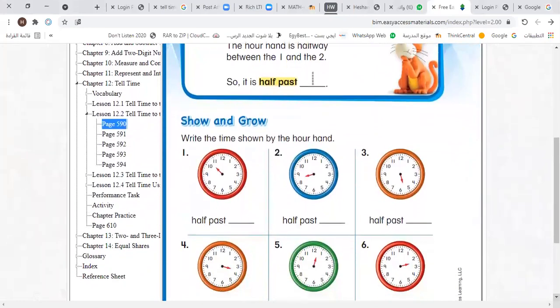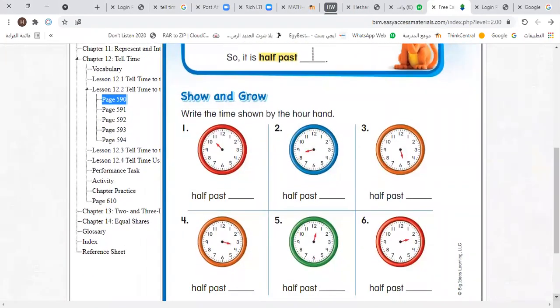In question number 1, write the time shown by the hour hand. In number 1, the hour hand is at the halfway between 10 and 11. Now, what's the time? It's half past what? Half past 10 or half past 11? Who can answer the question? I'll choose now Yahya Mahran.